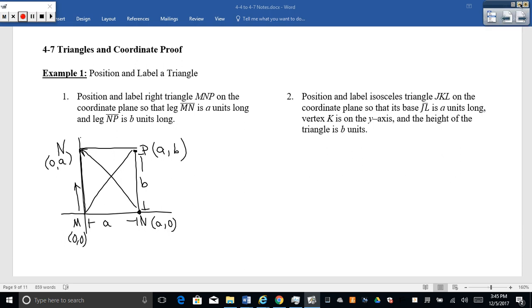When I look at the next one, position and label the isosceles triangle JKL on the coordinate plane so that its base, JL, is a units long. The vertex K is on the y-axis, and the height of the triangle is b units. So, unlike the last one, I'm pretty sure that this one only has one way that you can go ahead and draw this out. So I'm going to go ahead and do that there. Now, we want the vertex K on the y-axis, so I'm going to put this here, K.